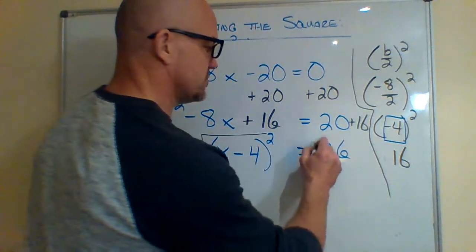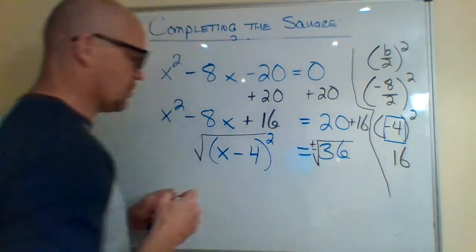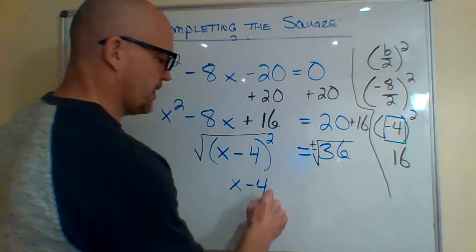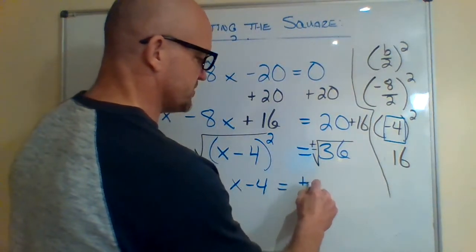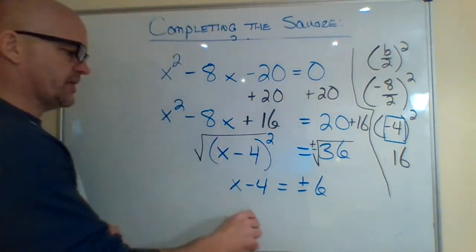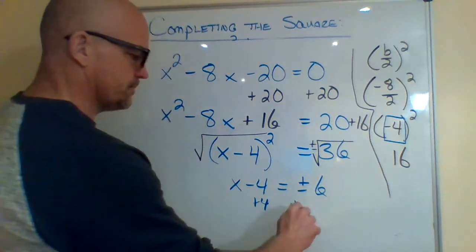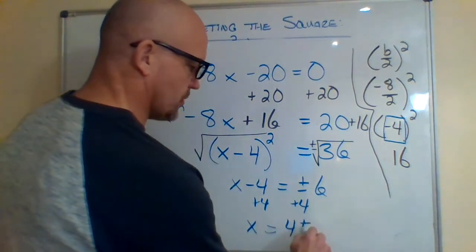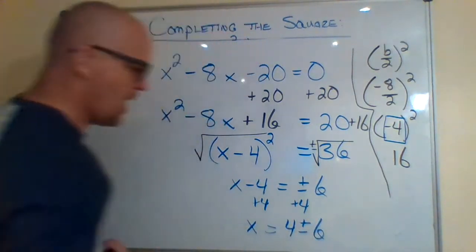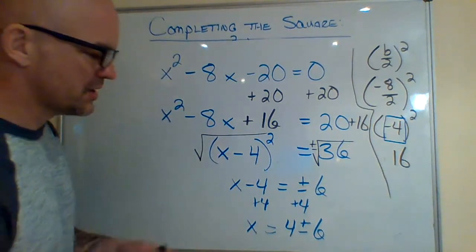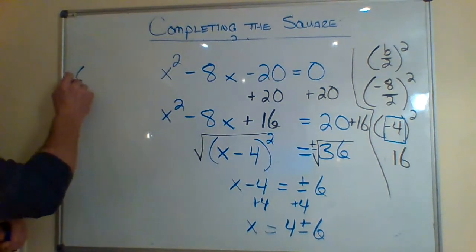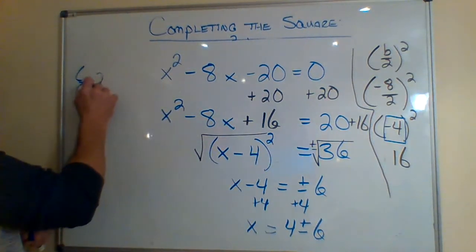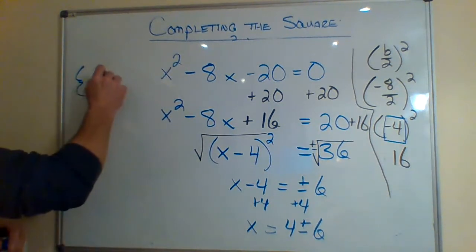Square root both sides. Don't forget your positive or negative. Square root of x minus 4 squared, it's x minus 4. Positive or negative square root of 36 is positive or negative 6. Solving this, I will add 4 to both sides, and I'll wind up with x equals 4 plus or minus 6. I'm going to start with the 4 minus 6 simply because that is the smaller value, and I like to place my sets in ascending order. 4 minus 6 is negative 2, and 4 plus 6 is 10.